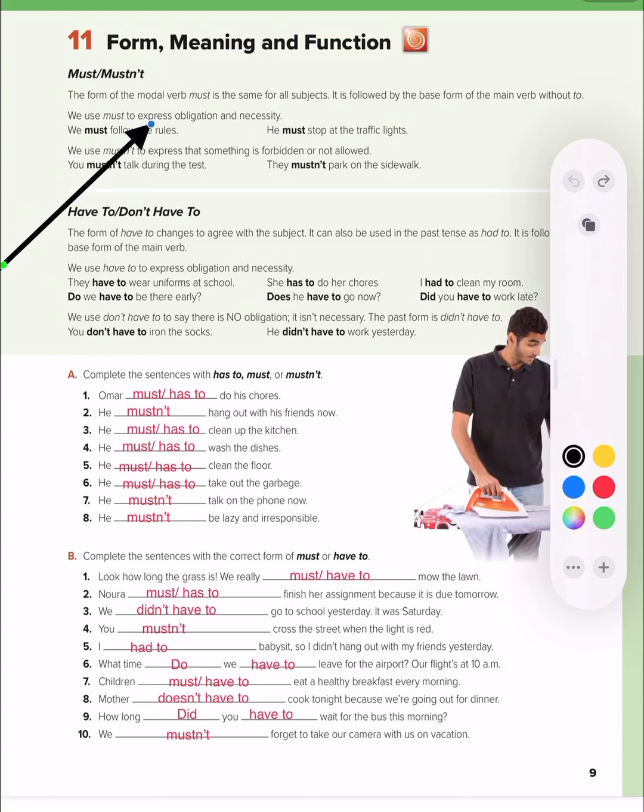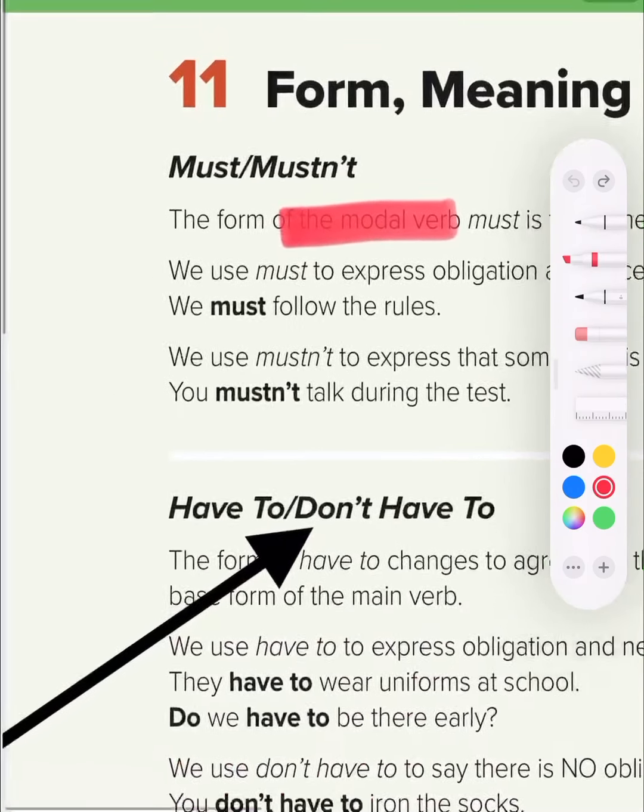The form of the modal verb must is the same for all subjects. So we can use must for she must, he must, they must, I must, for the whole subject. It's followed by the base form of the main verb without to. So look here, we must follow. Here follow is the base form. No ed, no ing, no s, nothing, okay?